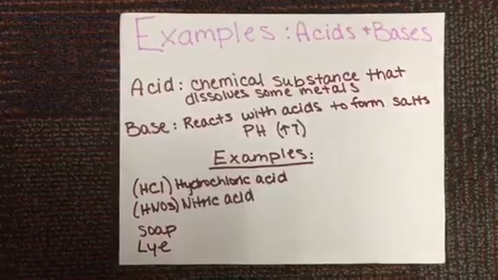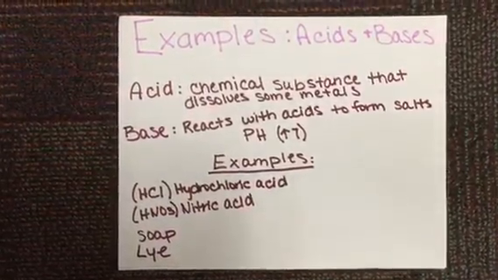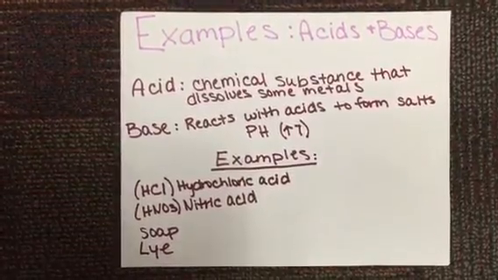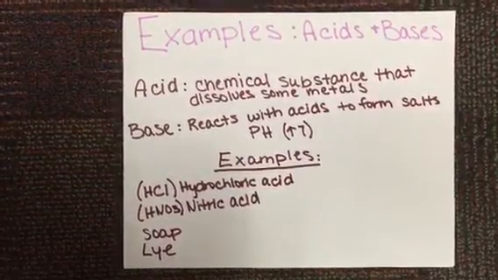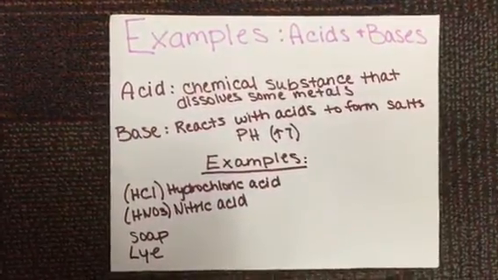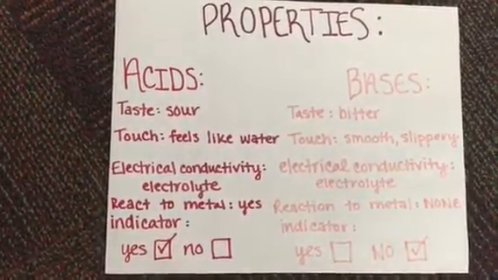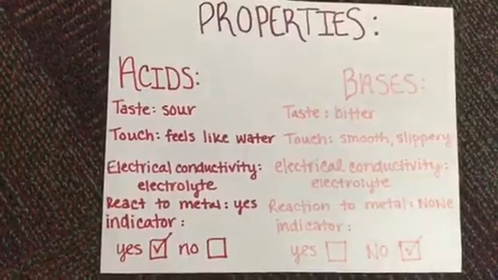The appearance in water is one of the only properties that acids and bases have in common. Acids react with many metals and bases do not. Both acids and bases are examples of electrolytes. The reaction between an acid and a base is an acid-base neutralization reaction. Acids and bases have different properties. Acids taste sour while bases taste bitter.